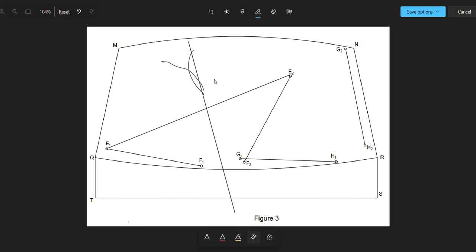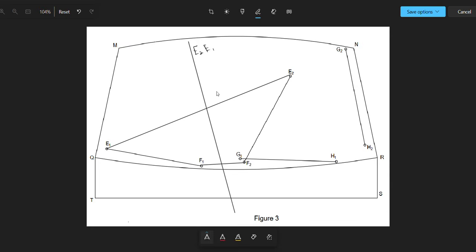Let me erase that. So now we have the perpendicular bisector of line E1E2, and then F1F2. Let me draw this line very well. So it should be a straight line. Okay, so now you've gotten the perpendicular bisector. So here is E2, E1, and then we bisect F1F2.